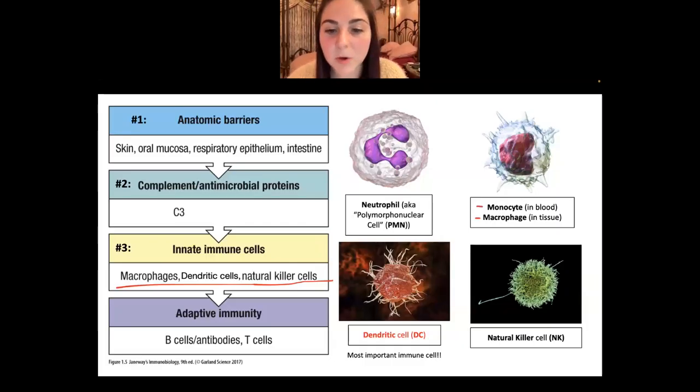Dendritic cells are arguably the most important innate immune cell, and we'll talk about why, but basically these are the only cells that can bridge the gap between the innate immune system and the adaptive immune system. So everyone generally says this is the most important innate immune cell because it's the only one that can activate the adaptive immune system. And then your natural killer cell, which we'll talk about. And then the adaptive immune system is your B cells and your T cells, your lymphocytes, which we talked about yesterday.